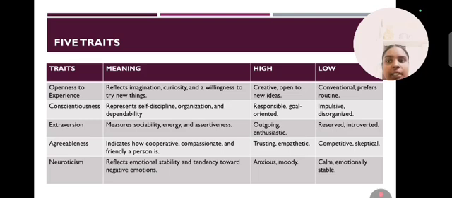Conscientiousness represents self-discipline, organization, and dependability. Responsible, goal-oriented, impulsive, disorganized. Extraversion measures sociability, energy, and assertiveness. Outgoing, enthusiastic, reserved, introverted. Agreeableness indicates how cooperative, compassionate, and friendly a person is. Trusting, empathetic, competitive, sceptical. Neuroticism reflects emotional stability and tendency towards negative emotion. Anxious, moody, calm, emotionally stable.